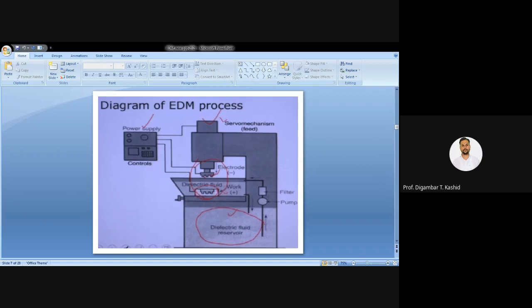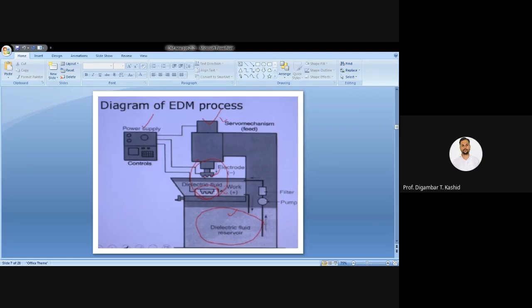This is a protrusion, this one. A similar protrusion, that means the cavity or the shape of your tool, will be generated into your workpiece. So this is the electrode, or we can call it the cathode. It will act as a cathode. And this is your workpiece.